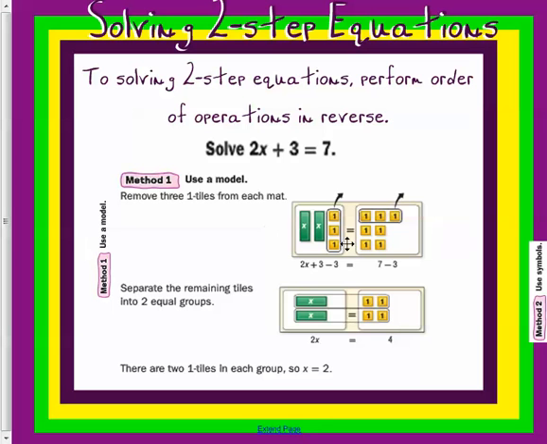And in this case, you have 2 x's and 3 integers, and that equals 7 integers. So you're trying to pair them up. So you first take away 3 from both sides. So get rid of these and get rid of these. Now we have 2 x's equaling 4. So we can group them. An x is 2 and this x is 2. So we have x equaling 2.